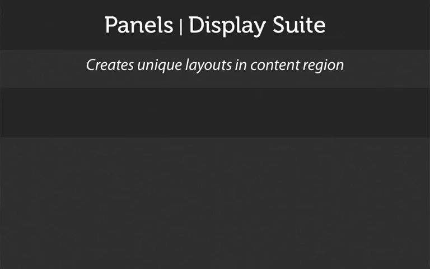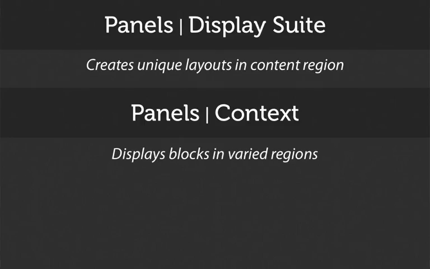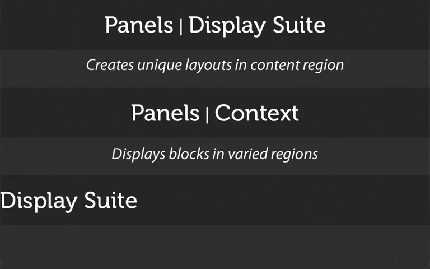Next, when we look at context versus Panels, we see that there's some similar functionality as well. In Panels, you can determine what blocks to display in various regions of the page, and in context, you can do the same thing. The difference is that with Panels, you're limited to the content area of the page, whereas context can let you step outside of that into other theme regions of the page.